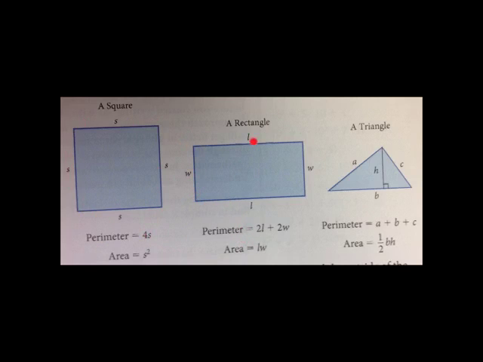Perimeter of this rectangle, of really any rectangle, is the length added and the width added. But since I have two widths, I can put 2w. Two lengths, I can put 2l and add those two together. The perimeter of a triangle is the same thing, the length of A plus the length of B plus the length of C.